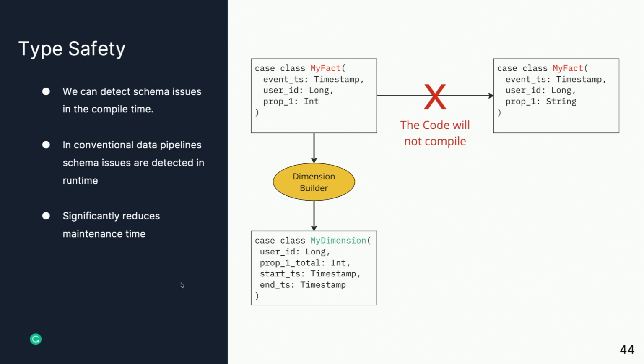But if we can ensure this somehow in the compile time, it means that none of the actions that we did in that 12 hours need to be done. So when someone changes, for example, in this example, the property one type from int to string, our downstream job, this code actually will not compile. So no failures in production. We will know it in the compile time. This significantly reduces the maintenance time.